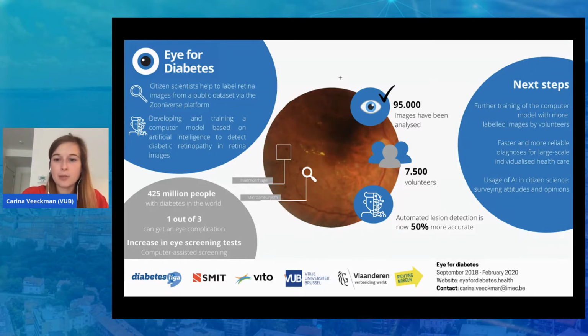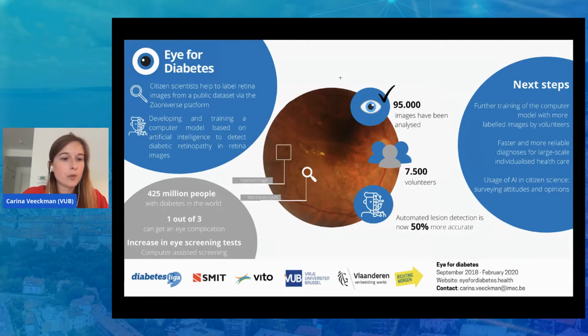So the I4Diabetes project is in first place a citizen science project, whereby volunteers help to label retina images, which is a photograph of the inside of the eye from a public data set which is published on the Zooniverse platform. The aim of this project is to develop and train a computer model based on artificial intelligence, in particular through machine learning, to detect symptoms of diabetic retinopathy in the images.